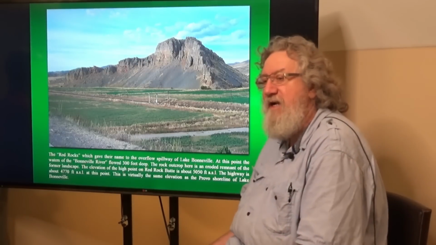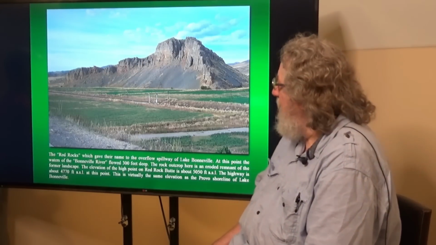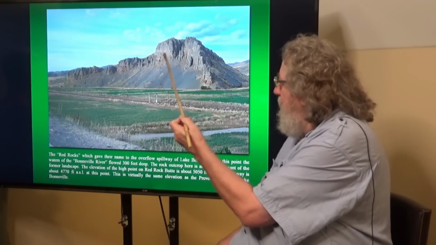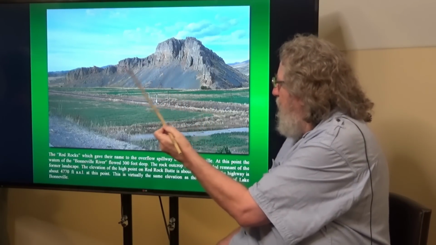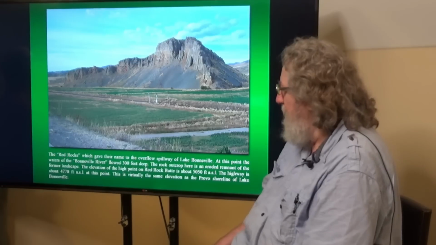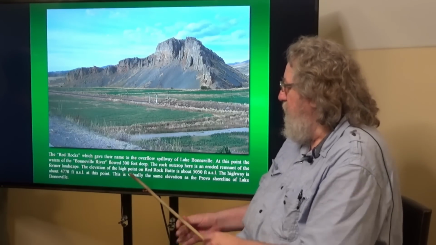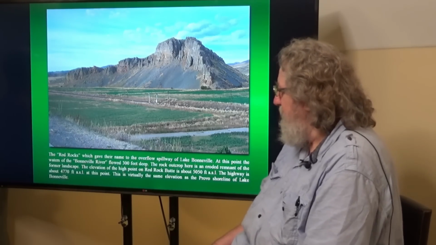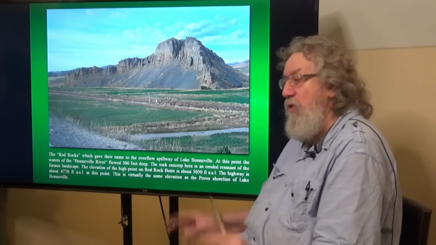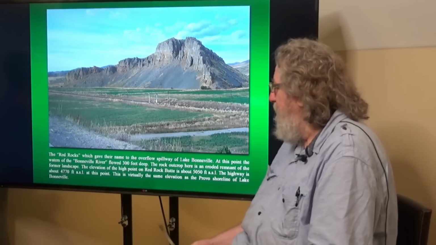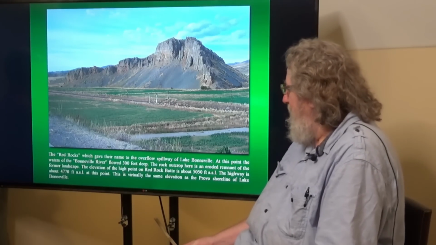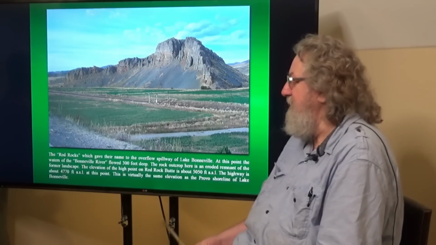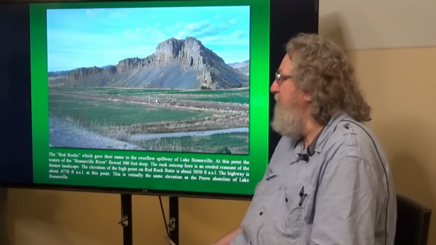And this is a photograph taken within Red Rock Pass itself. And this is a butte within the pass where you maybe can see there's a reddish colored rock, and that's where it gets its name from. The red rocks gave their name to the overflow spillway of Lake Bonneville. At this point, the waters of the, I've got in quotes, Bonneville River flowed 300 feet deep over the rock outcrop, and that's actually very conservative. In some of the constrictions, it deepened up to 400 feet.